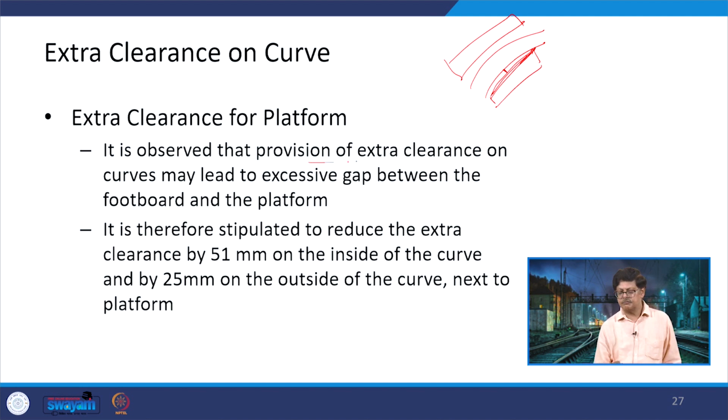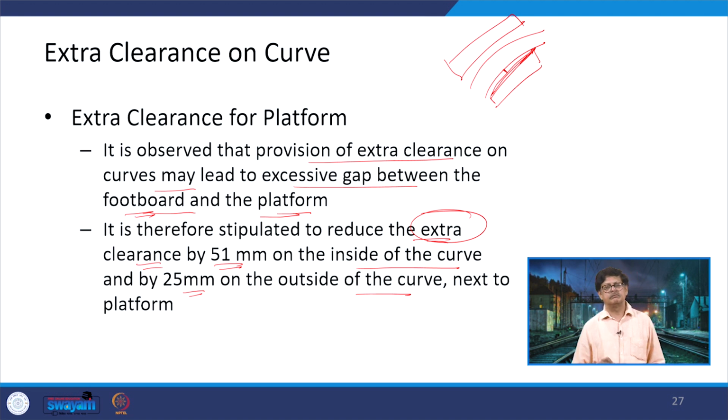So, it is observed that the provision of extra clearance on the curves may lead to excessive gap between the footboard and the platform. So, the footboard of the vehicle or the train or the coach and the platform, that gap is increasing. It is therefore stipulated to reduce the extra clearances by 51 mm on the inside of the curve and by 25 mm on the outside of the curve. So, whatever total extra clearance we have calculated, in the case of the tracks when they have the platforms on inside and outside, then we can reduce the values by 51 and 25.